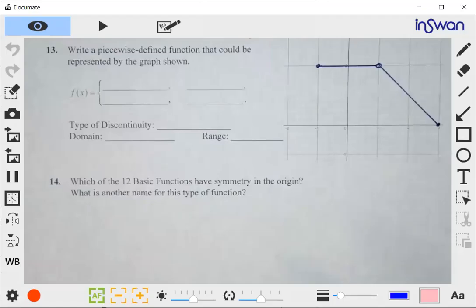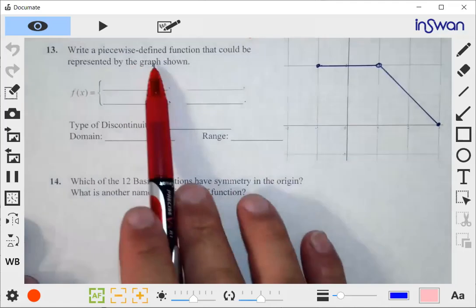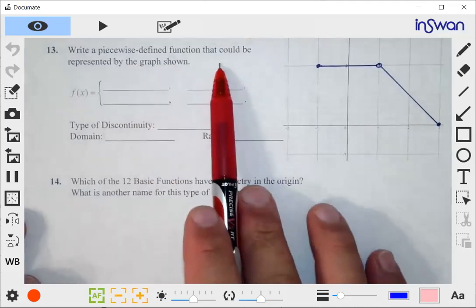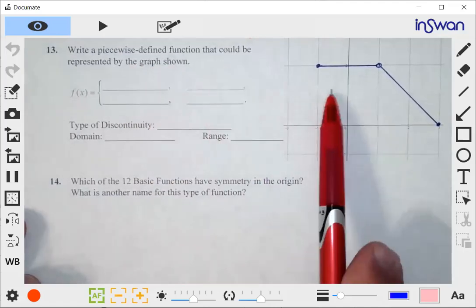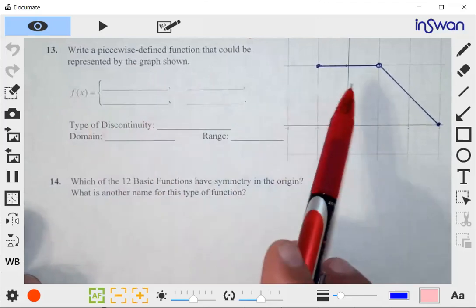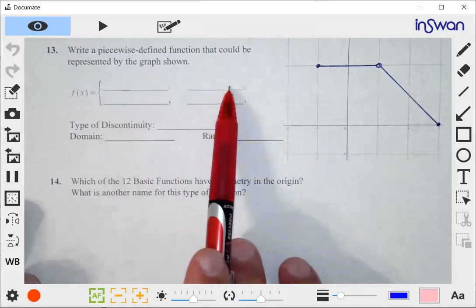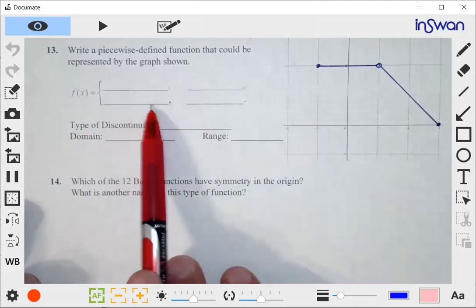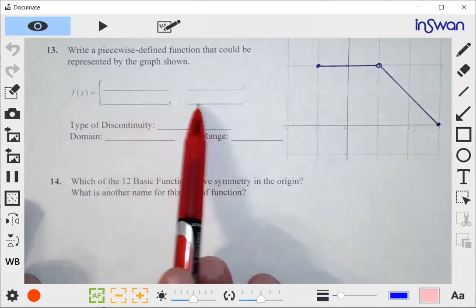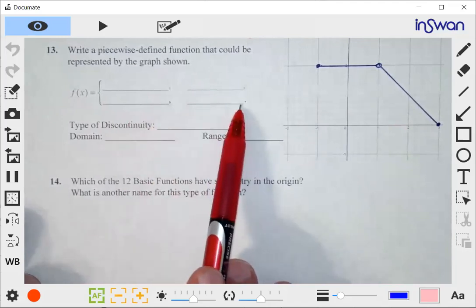Okay, so now let's talk about how we could write a piecewise defined function from a given graph. We want to figure out what could be our function for the left part of the graph and what's going to be the domain there, and what could be the function for the right part of our graph and what could be the domain in the right side.